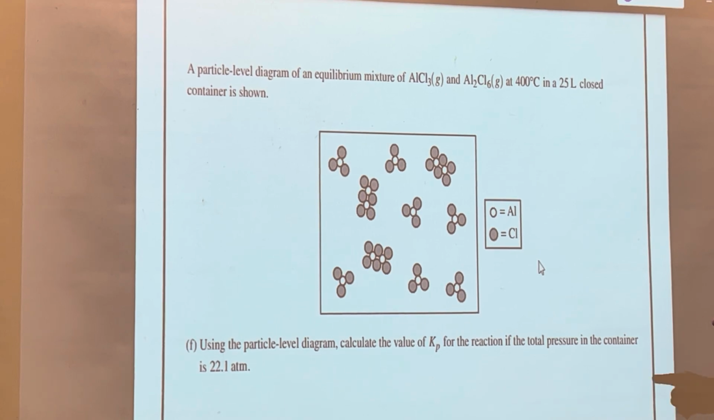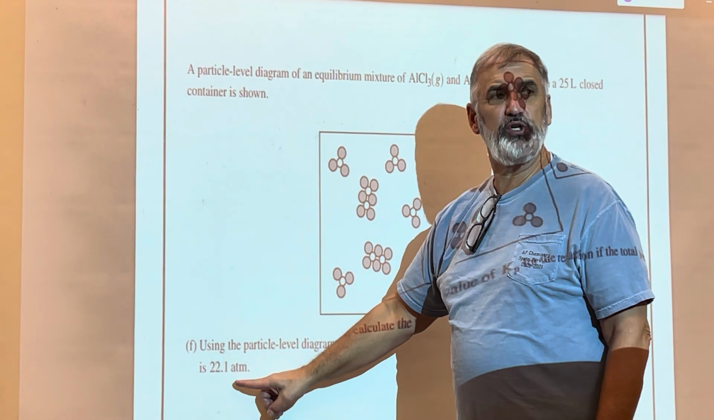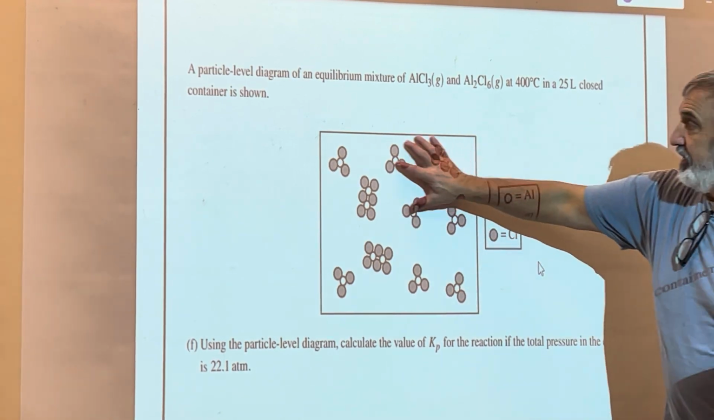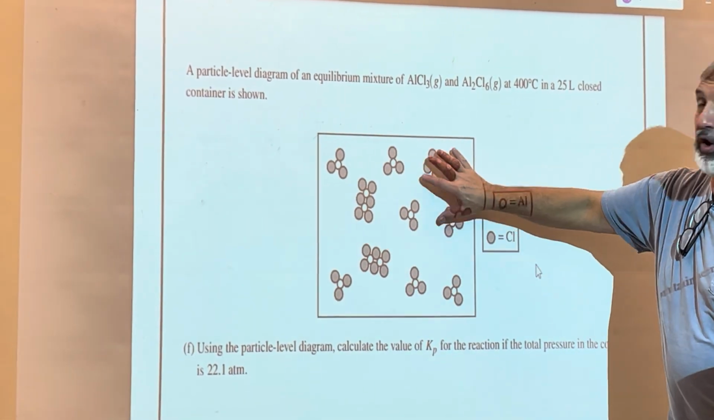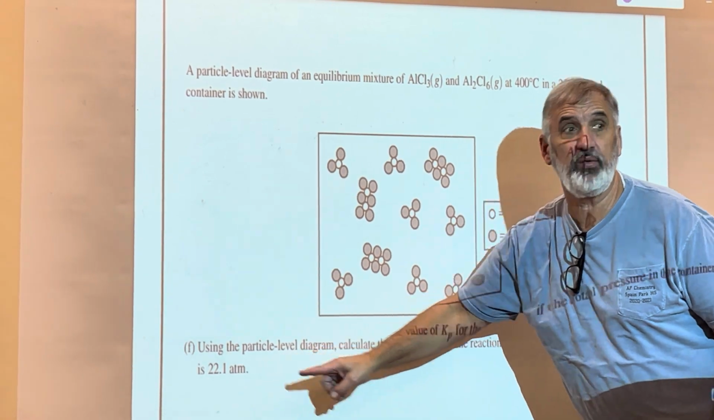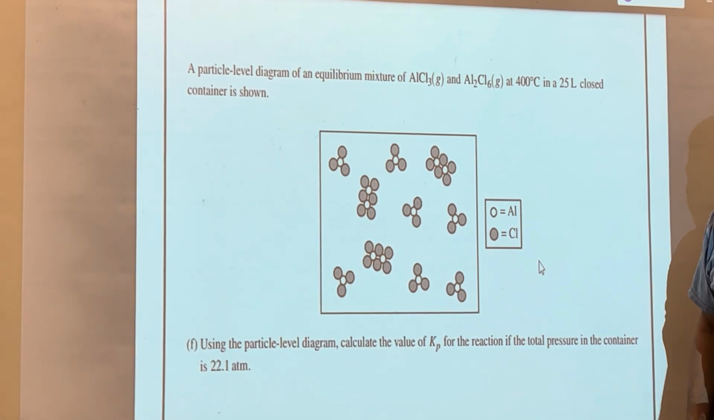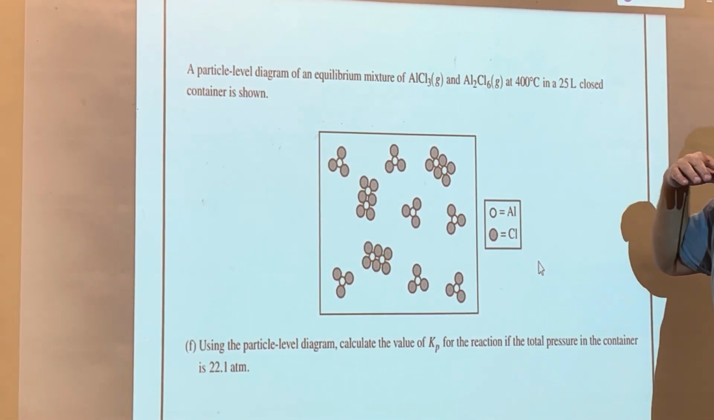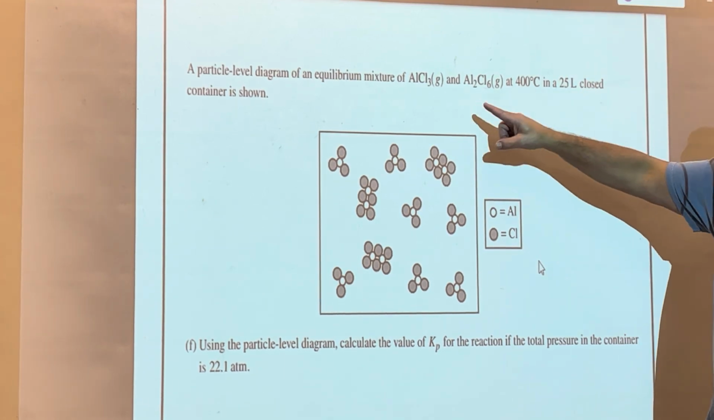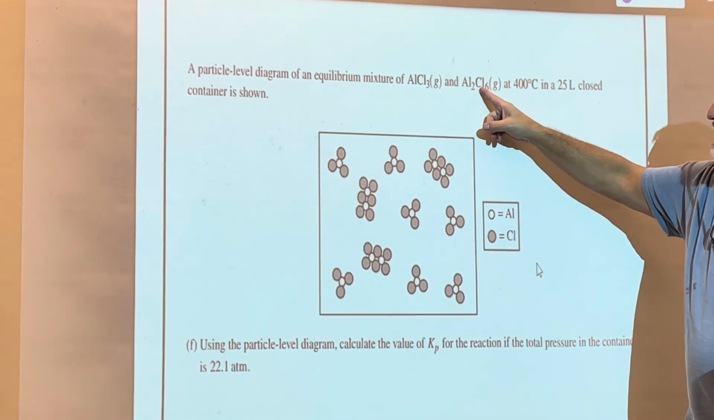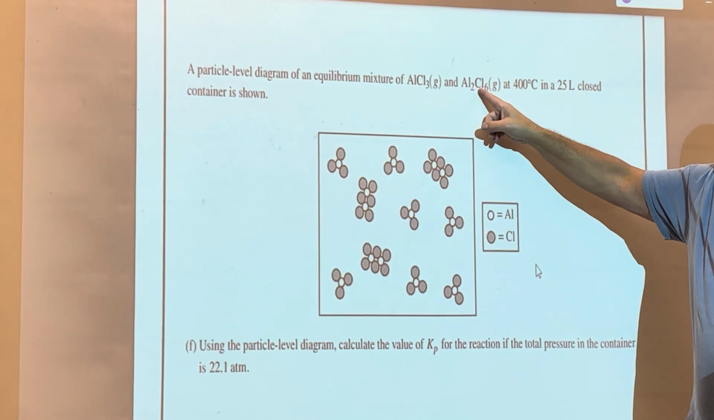Because to calculate Kp, you need to know the partial pressure of the AlCl3 and the partial pressure of the Al2Cl6. Now, if I know the total pressure is 22.1 atmospheres, this is making up the whole thing. The pressure of this is 22.1 atmospheres. Using Raoult's law, can I determine what the AlCl3 and the Al2Cl6 partial pressures are going to be?